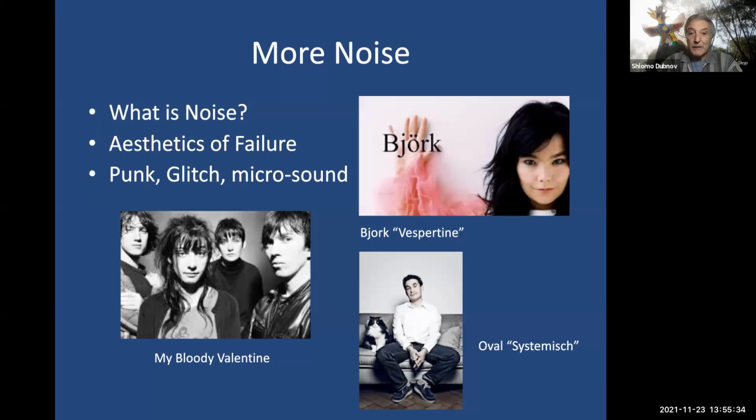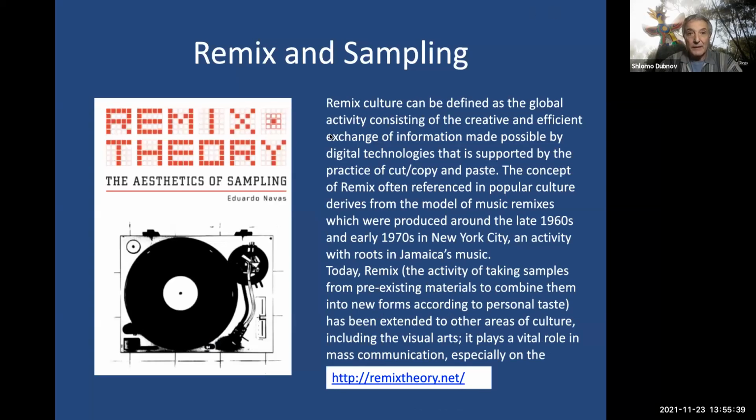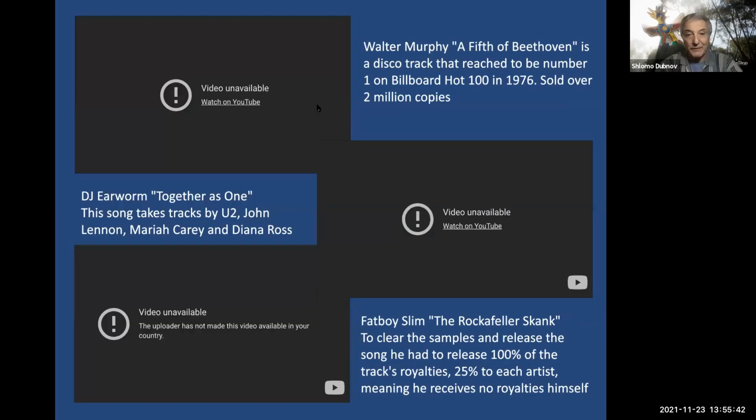And we spoke about remix theory and the aesthetics of sampling. The videos are all on YouTube. I have to click them, but they're shown on the slides of the appropriate class. We spoke about Walter Murphy's Fifth of Beethoven, which was a rendering of a classical piece with very popular beat-based music and synthesizers. DJ Earworm did quite a bit of mashup examples, and Fatboy Slim.